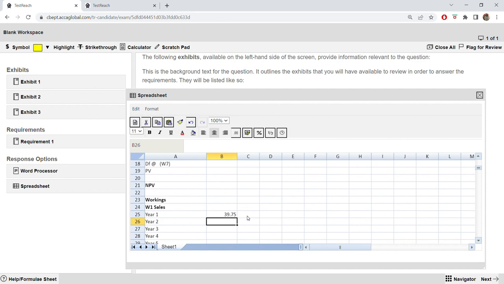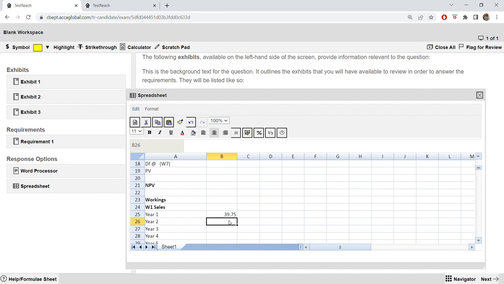This is what I call a smart technique. No one will teach you, no textbook will ever tell you how to convert it into millions. You might be doing it manually. No one will tell you to divide it by 1 million. Because when you put it in the table, you cannot put 39,75,000. Look at the other figures. You need to put 39.75 only.